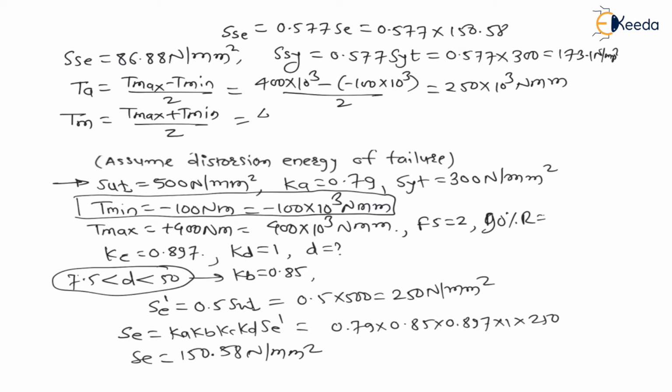Put the values, therefore 400 into 10 to the power 3 plus minus 100 into 10 to the power 3 divided by 2, which is nothing but you will get the answer as 150 into 10 to the power 3 Newton mm. These are the mean torque and torque amplitude.